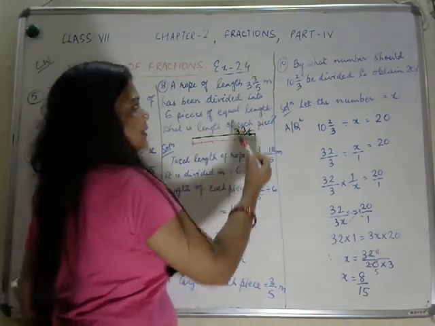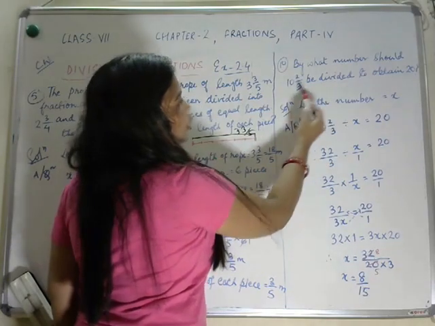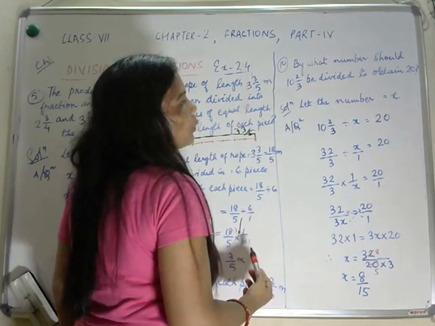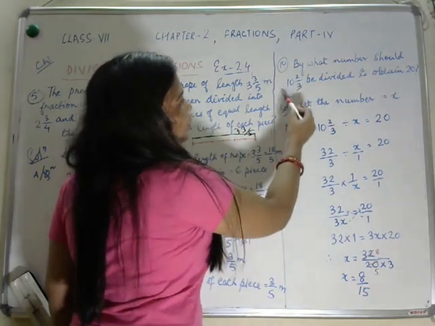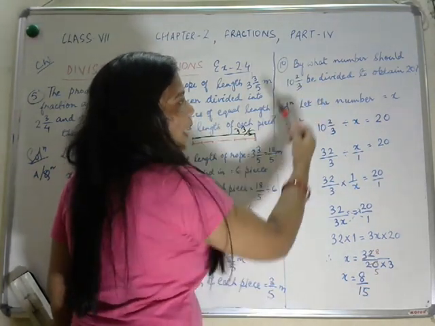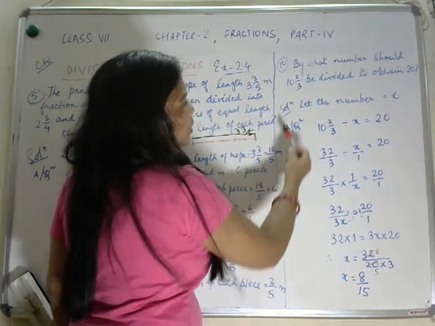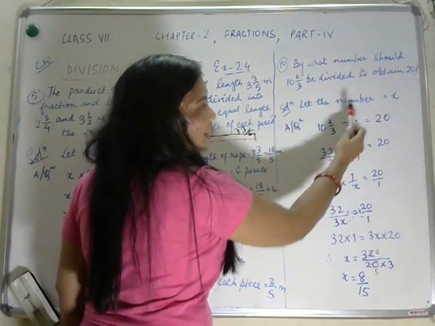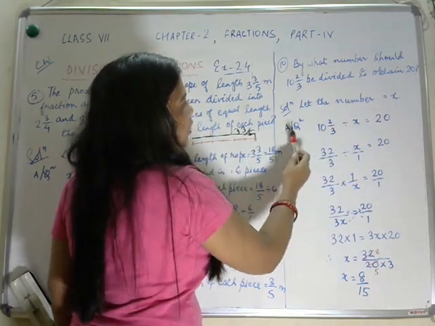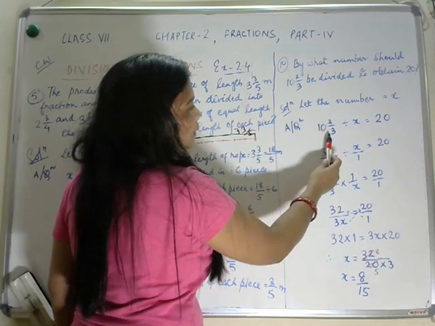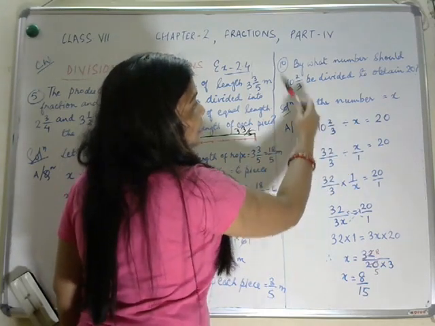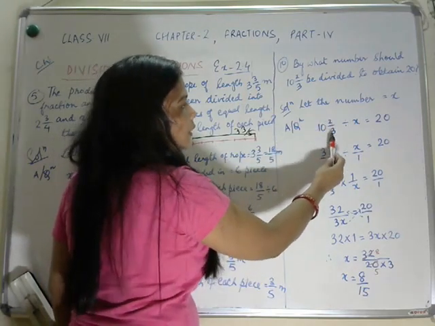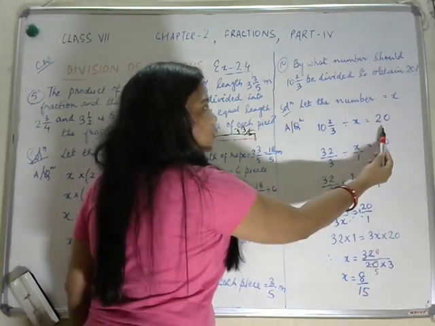Question number 10 says, by what number should 10 whole 2 by 3 be divided to obtain 20? So we have to divide this by an unknown number and we will get the answer as 20. So how to frame the equation? Let us see. Let us say the number is x. Number here is actually the fraction. According to the question, 10 whole 2 by 3 divided by x. Because they are asking by what number 10 whole 2 by 3 needs to be divided. So 10 whole 2 by 3 divided by x is equal to 20.